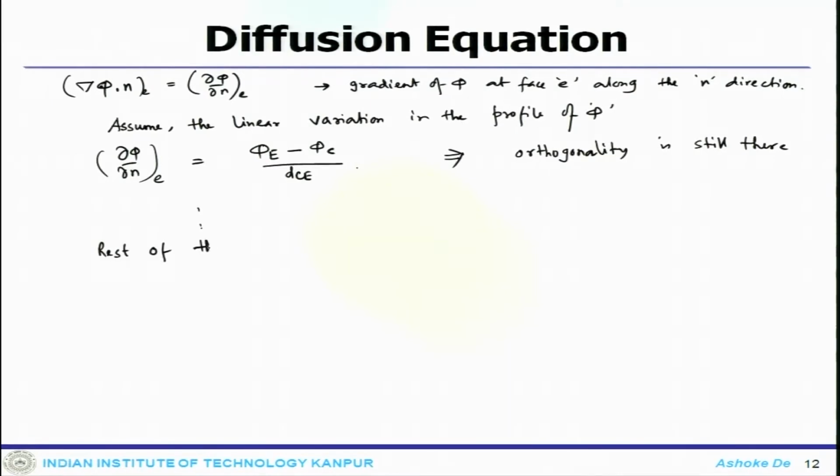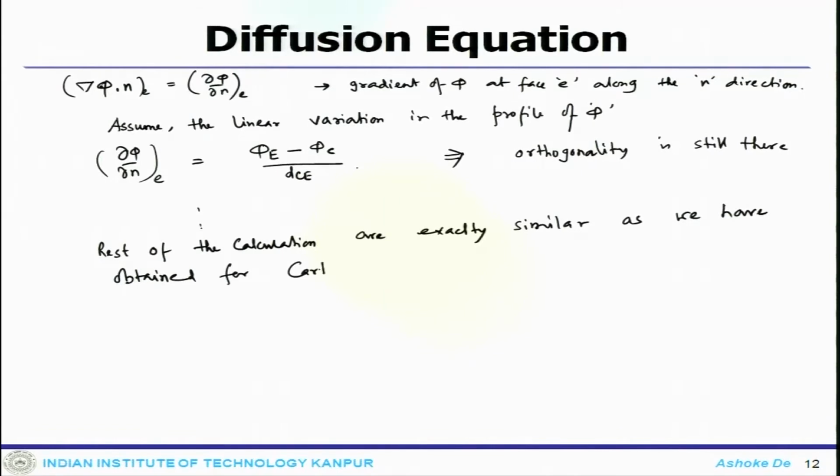Now, the rest of the calculations for finally obtaining the discretized equation are exactly similar to what we have obtained for the Cartesian orthogonal system.